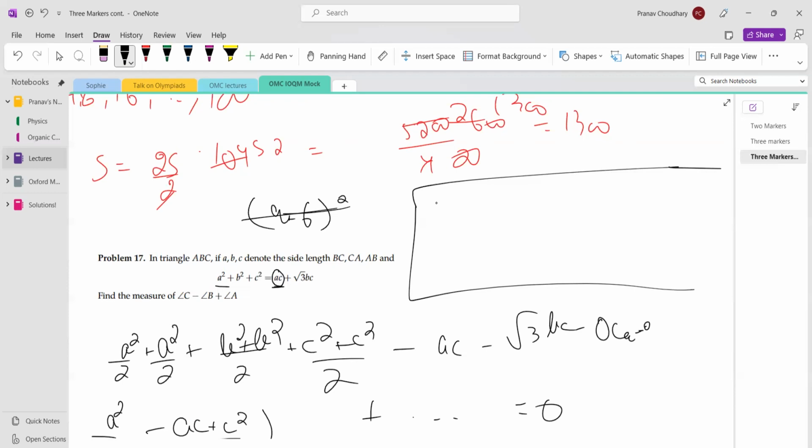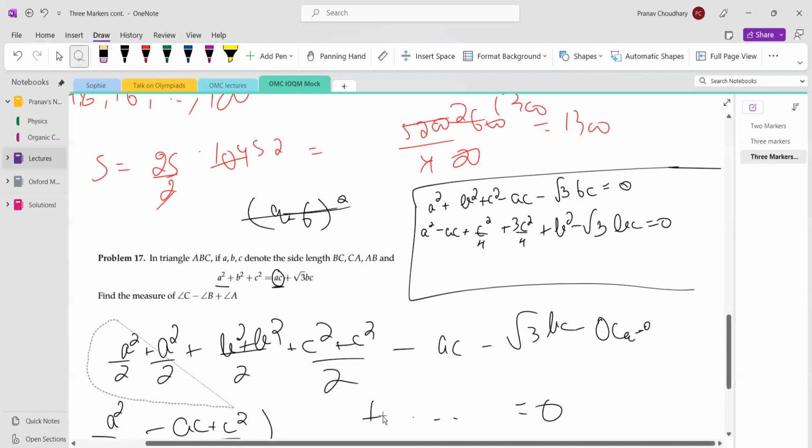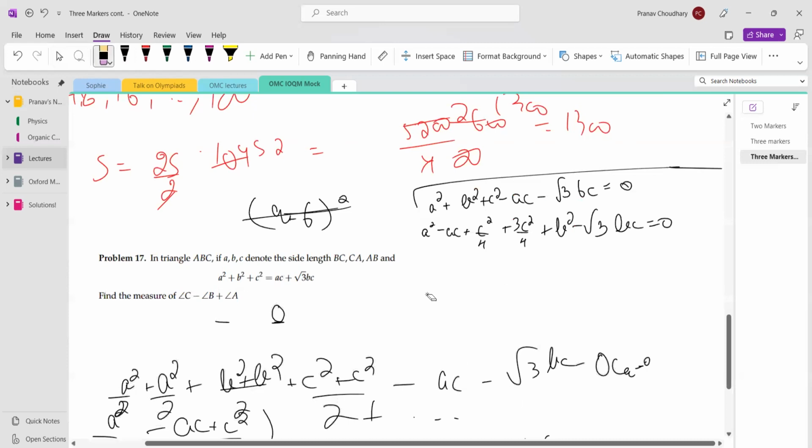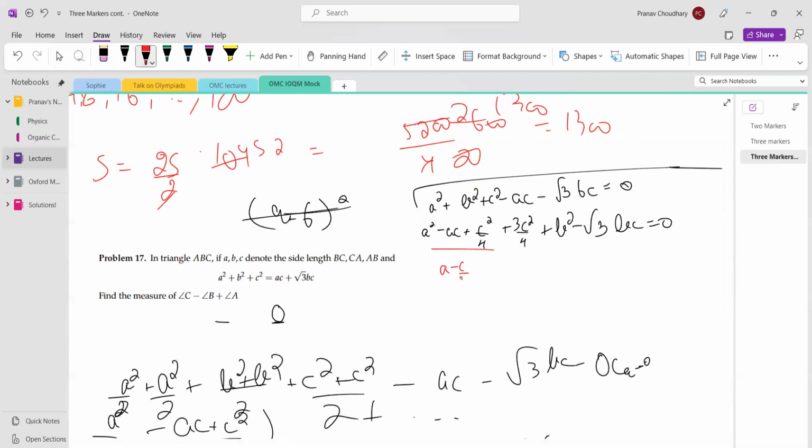Okay, so if we try to complete the square, this would be, let's see: a square plus b square plus c square minus ac minus root 3 bc equals 0. Let's see how we can write this. So a square minus ac plus c square by 4, plus 3c square by 4, plus b square minus root 3 bc equals 0. This thing is a minus c by 2 whole squared, and this thing is root 3c by 2 minus b whole squared. Which means a equals c by 2 and b equals root 3c by 2.